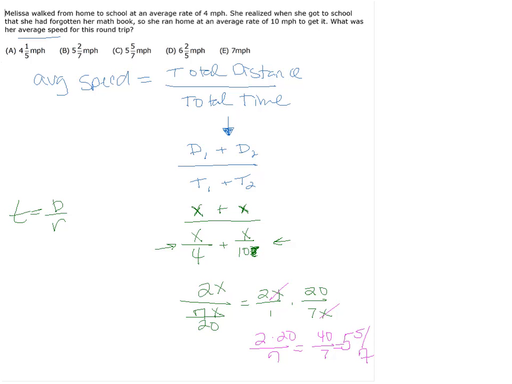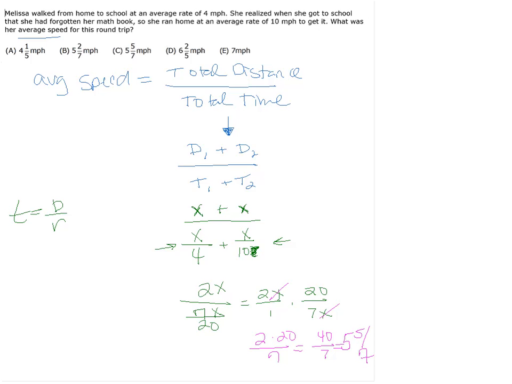Okay, so in summary, you can't take a simple average when you're dealing with rates. So what you can't do is say, okay, she travels at 4, she travels at 7, the average of these two, or she travels at 4, she travels at 10, the average of these two is 7. It doesn't work that way.